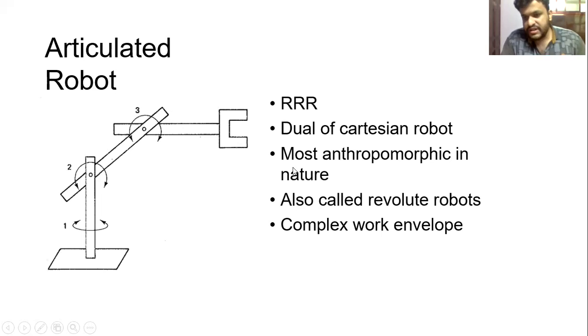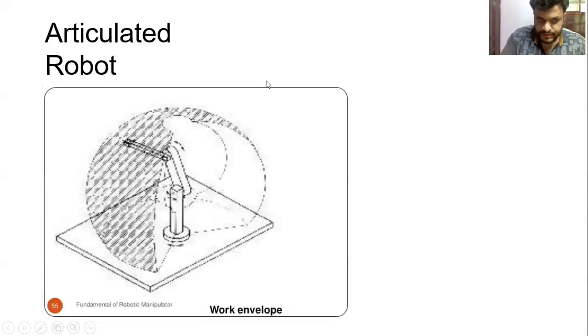Then another one is the articulated robot. In an articulated robot, all 3 joints are revolute. It can rotate about these 3 axes. This is known as an articulated robot. Then this is the work envelope of the articulated robot. It is like a sphere.